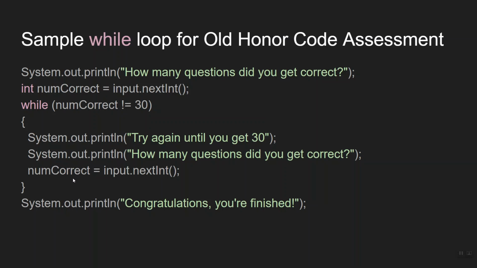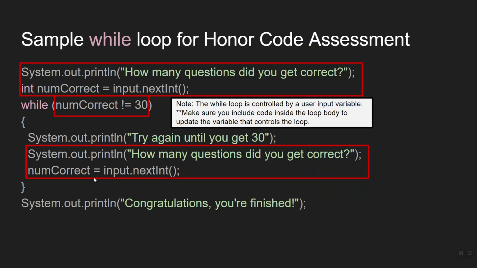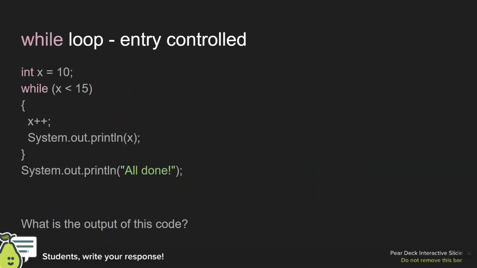And that's important because you have to provide them with the ability to provide you a new value for that variable so that this while loop can eventually end. And once they get 30 correct, that's when we're going to get this congratulations, you're finished. But that only prints after the loop is over because it's outside of this loop body. So you'll be able to answer this.